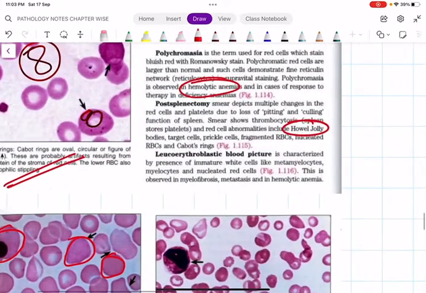What are the other peripheral smear findings in post splenectomy? Just for your MCQ purpose, you can see target cells, fragmented RBCs, nucleated RBCs, and Cabot rings. Cabot rings are usually an artifact. It is seen in post splenectomy, and may also be seen in megaloblastic anemia.